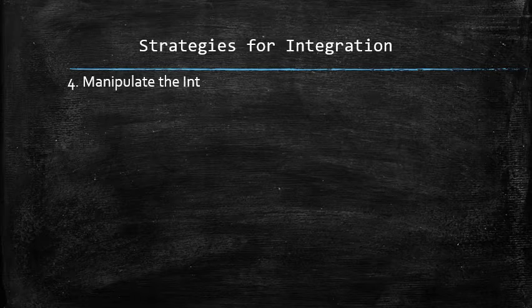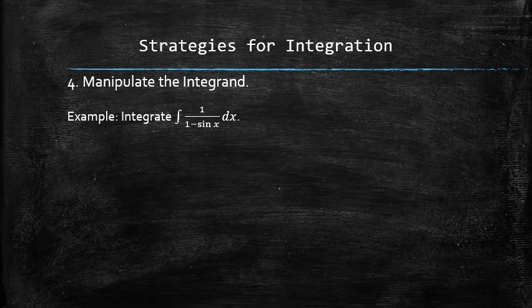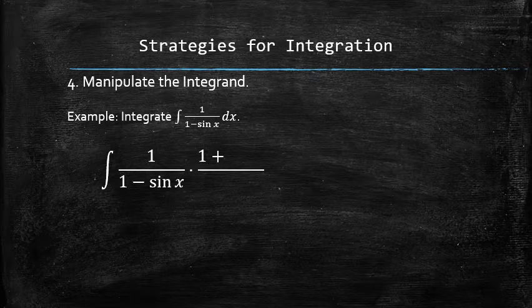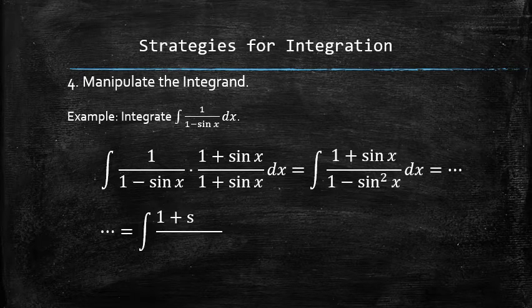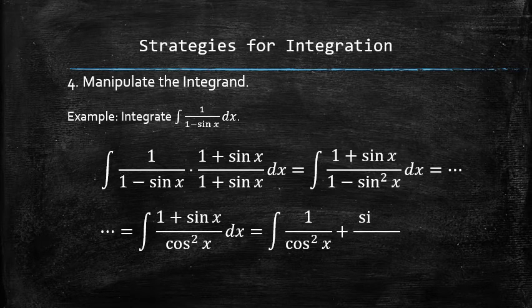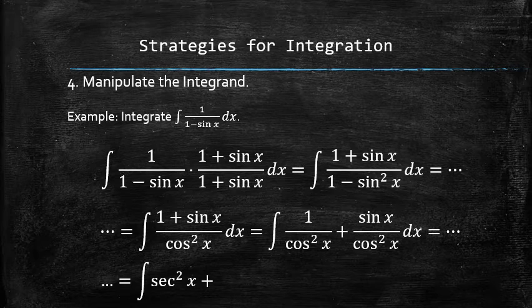Sometimes it takes a bit of manipulation to turn what appears to be a hard problem into an easy one. Let's do the following example. After multiplying the numerator and the denominator by 1 plus sine x and using the Pythagorean identity in the denominator and distributing the denominator over division, and then using some trigonometric identities, we have turned the original integral into the sum of very simple integrals, whose antiderivatives we already know.